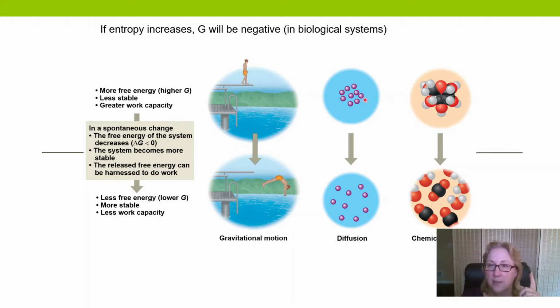So, our two most important ones for biological systems, forget gravitational motion except as an example of this, because not very many biological systems are using gravitational potential energy. But ion gradients and allowing diffusion to release potential energy, and breaking chemical bonds, those are both important types of potential energy for biological systems.